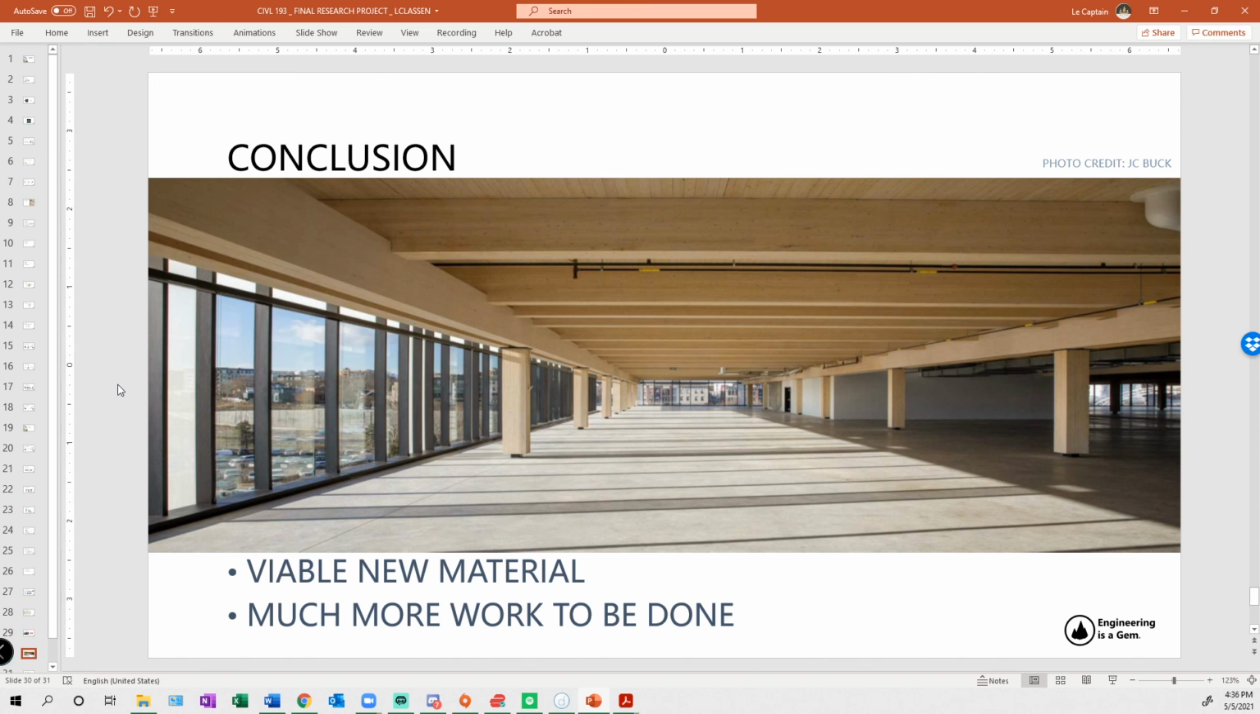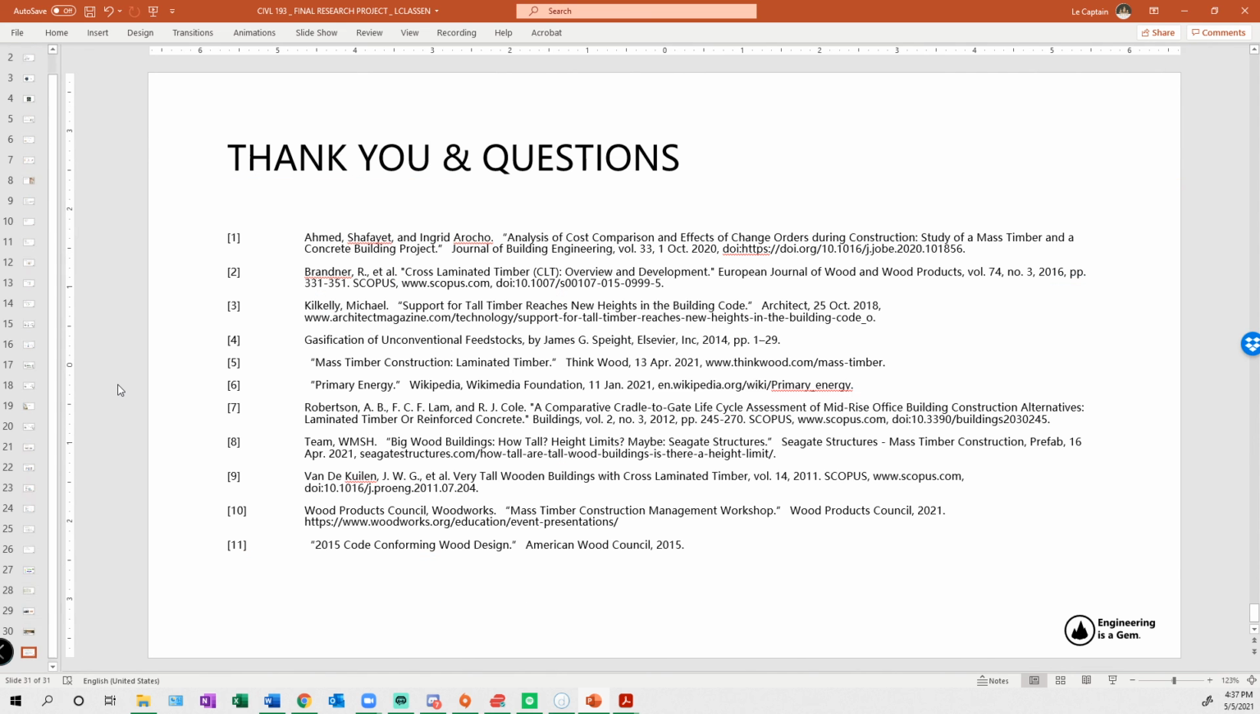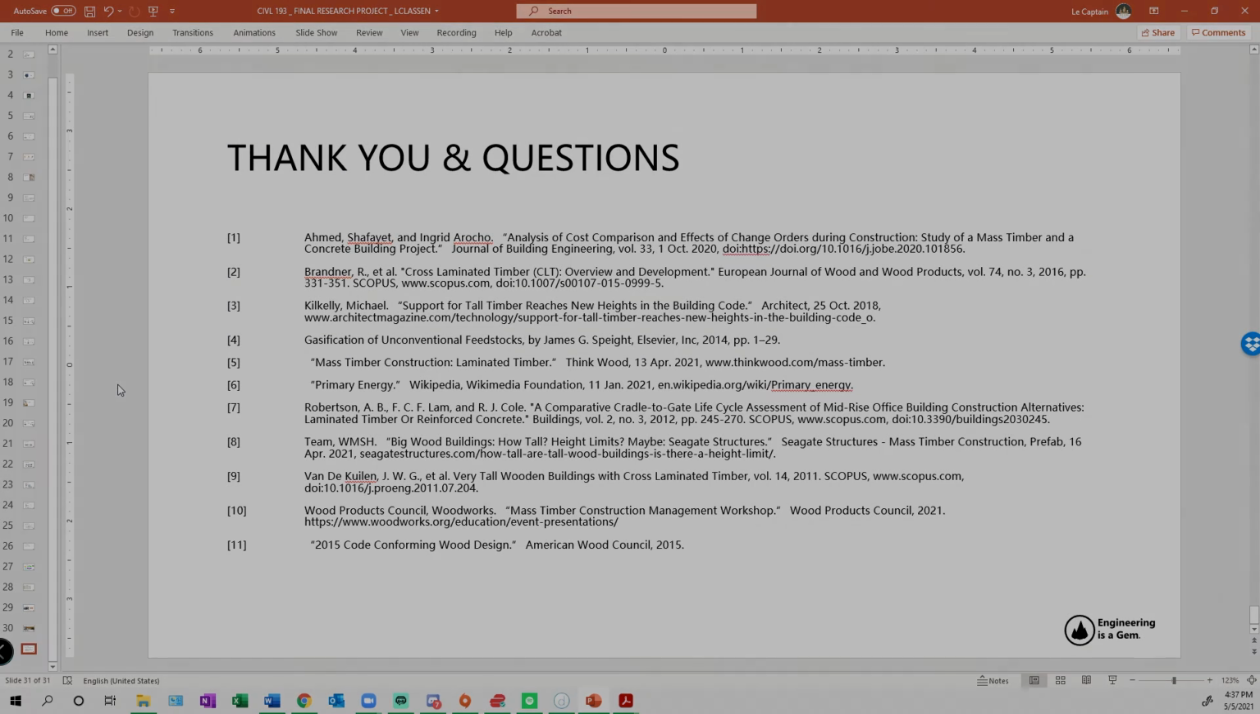With that being said, CLT, mass timber, is a viable new material, and there's a lot of work that needs to be done in terms of researching its safety and better codes, but all in all, exciting. Thank you for your time. I only went 30 seconds over, maybe 40. I open the floor to questions.